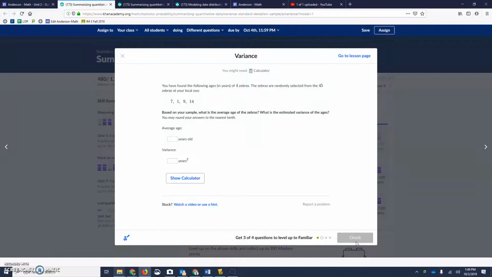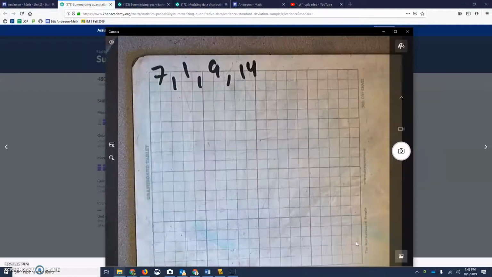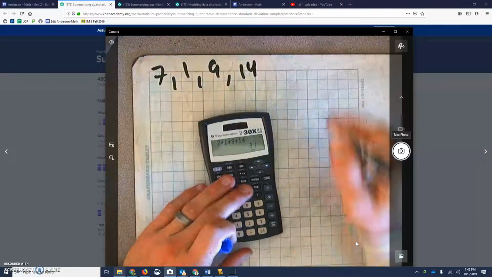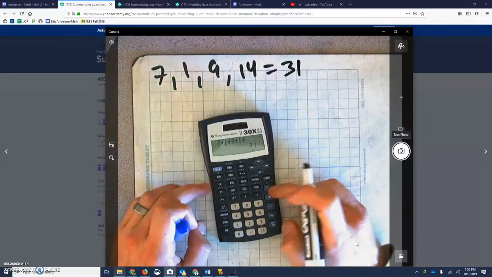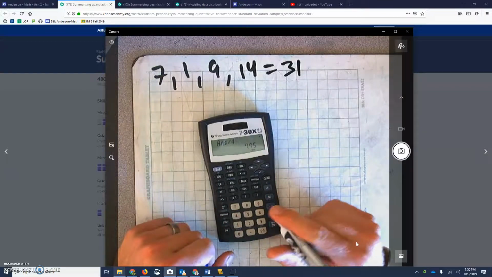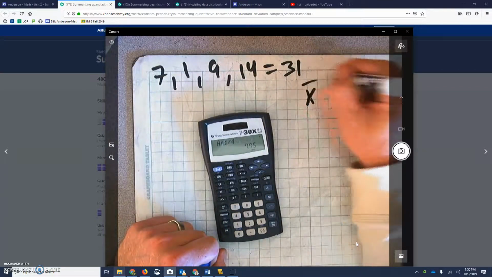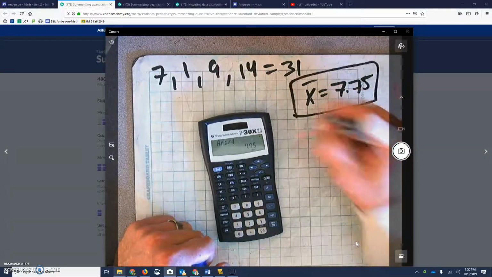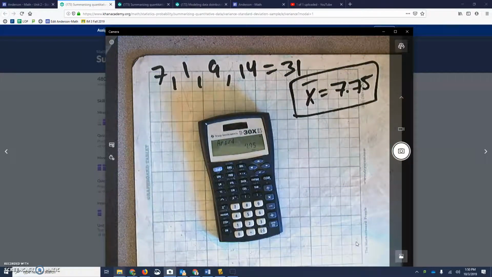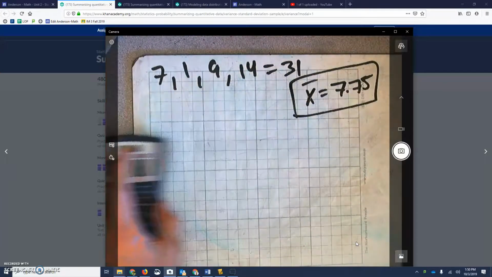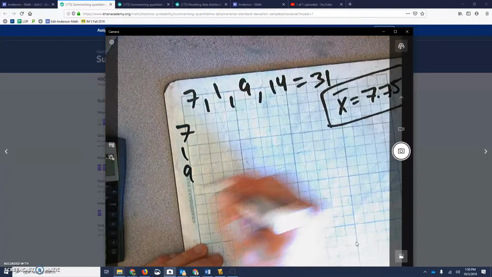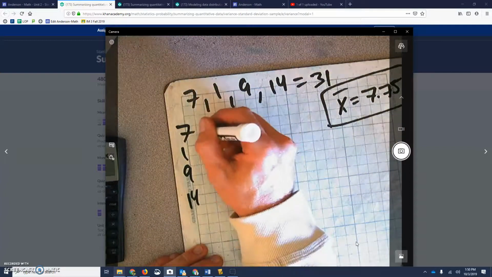So the first thing we have to do is find the average. 7 plus 1 plus 9 plus 14. We get 31. 31 divided by 4 gives us our average. So that's x with a line over top, 7.75. Okay, that's the first part of our answer. We'll put that in later. Now we're going to take these numbers and subtract them from this number. One thing: it doesn't matter which numbers come first, because once you square them, the negative will go away.